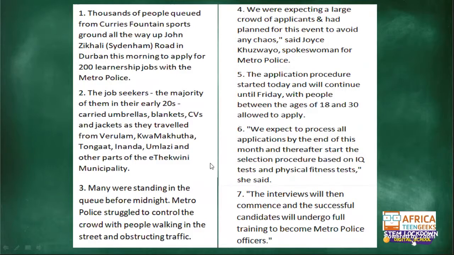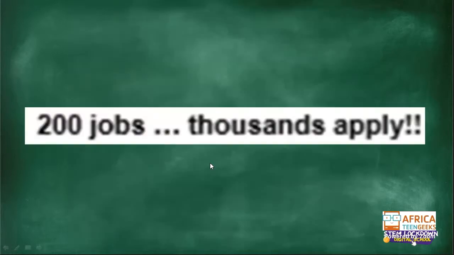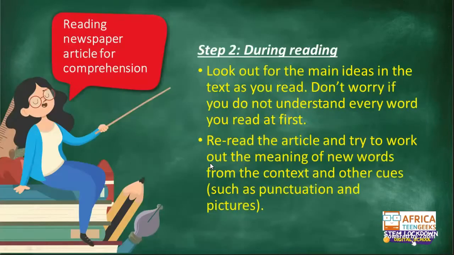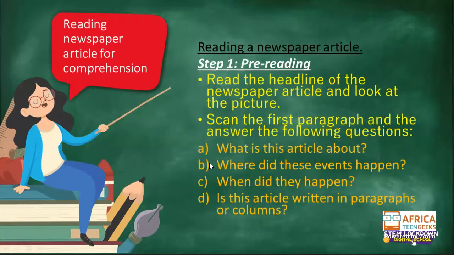So, anyways, that is what we just read now. We just read the first paragraph. Why did we read it? We read it so that we can get an idea of what the story is about. So, from that first paragraph, we got the fact that this article is about learnership jobs. We know that these events happened somewhere in a sports ground in Durban. We also know that they happened in September 2009, and we saw that this article is written in columns, right? Okay. Now we are done with our pre-reading.